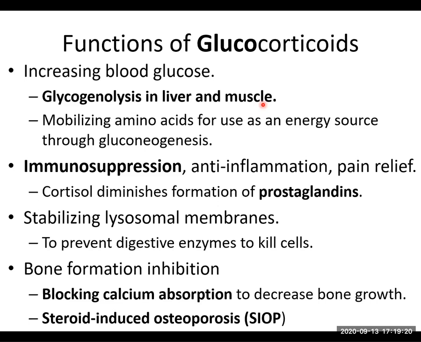It will also go through gluconeogenesis, meaning that it will generate glucose from other fuel. It will use the amino acids and convert them to glucose. It can also convert the triglyceride into glucose. So it will generate glucose from other forms of fuel in the body. That way it increases the plasma glucose level.